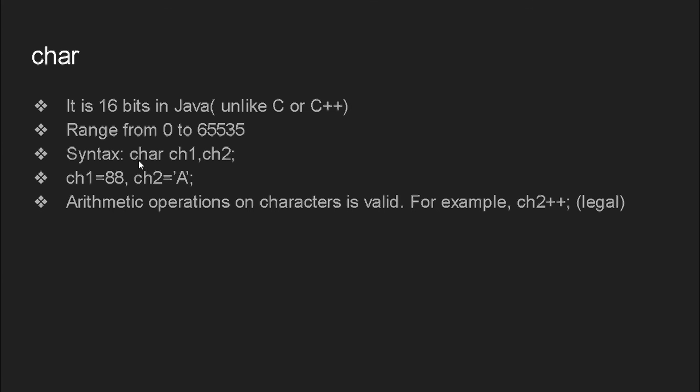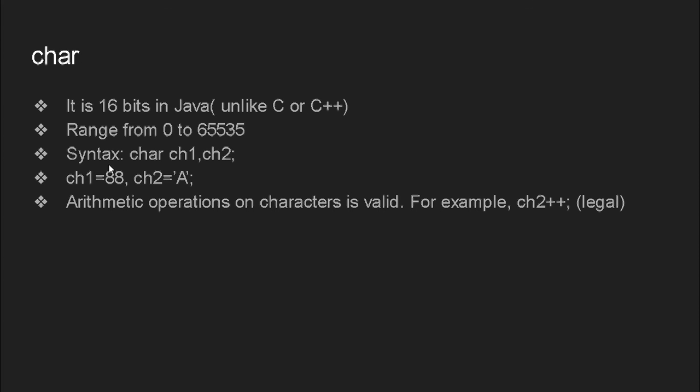So the syntax, again, is going to remain the same. Data type is going to be char. Then this is going to be the variable name, and here a different concept comes into the picture. The character data type can contain characters, like this A, and it can contain integer values also, like this 88. So what is this 88 actually, and why is it allowed to assign it to the character variable?